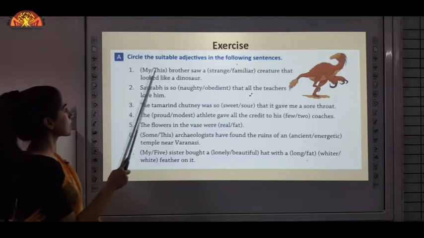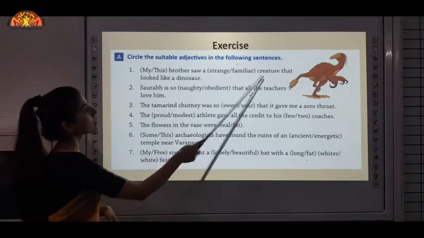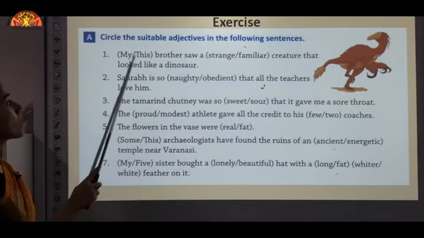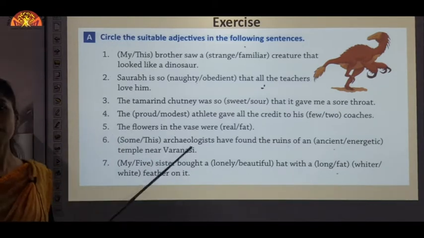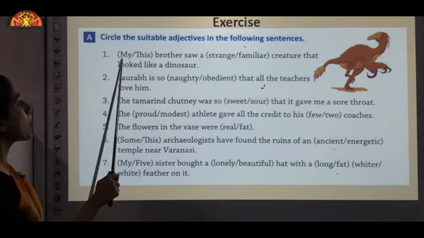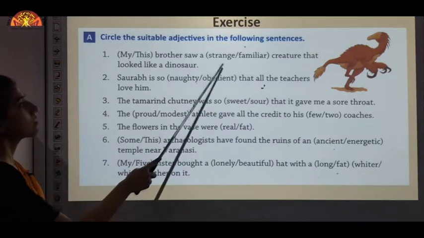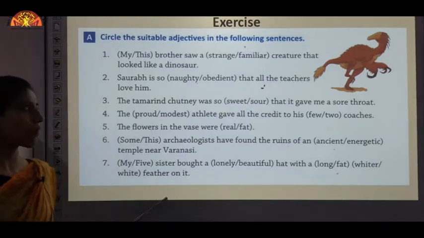So the first one is, my or this brother saw a strange or familiar creature that looked like a dinosaur. So here this is not sounding good with brother, so I will choose my over here. My brother saw a strange creature. The answer is strange creature that looked like a dinosaur.